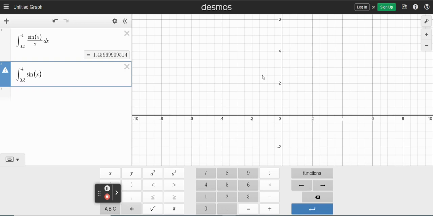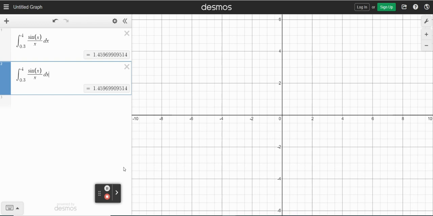division bar, and type in x. Right arrow, type in dx. As soon as you do that, there's the value of the definite integral. So Desmos evaluated the definite integral for us.